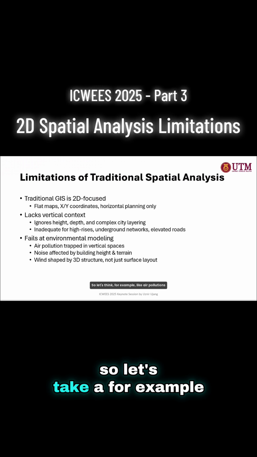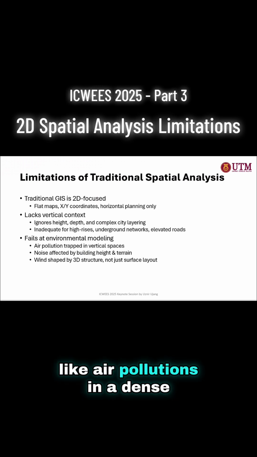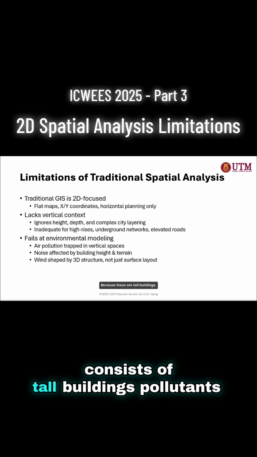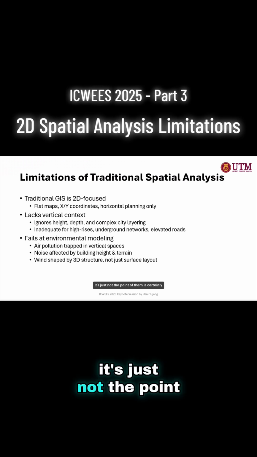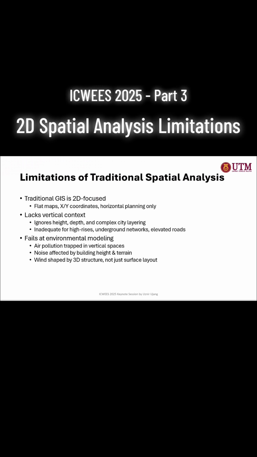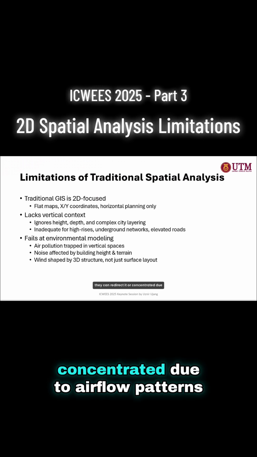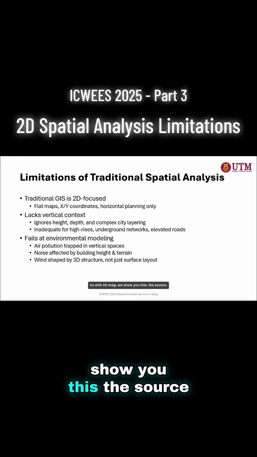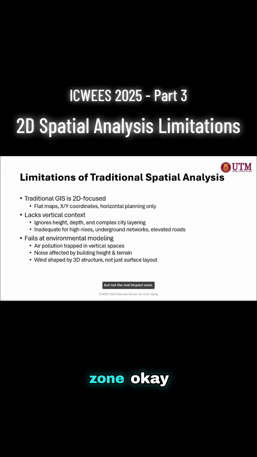So let's take, for example, air pollution. In a dense city block consisting of tall buildings, pollutants don't just spread horizontally. Once they get trapped, they can be redirected or concentrated due to airflow patterns between buildings. So a 2D map will show you the source, but not the real impact zone.